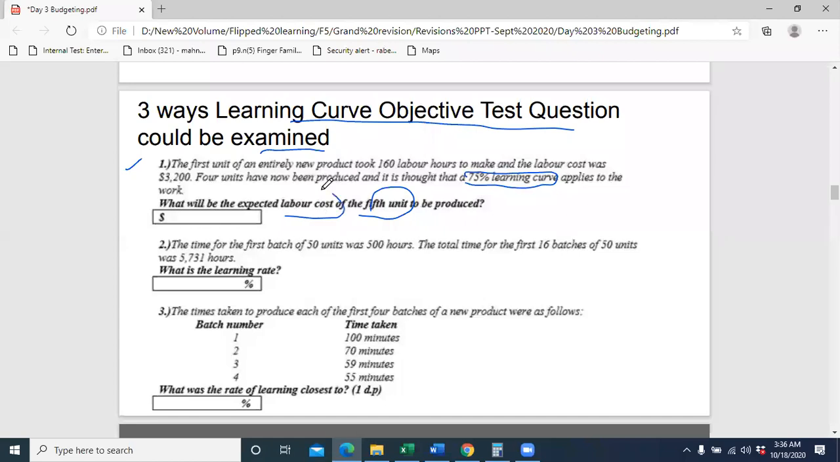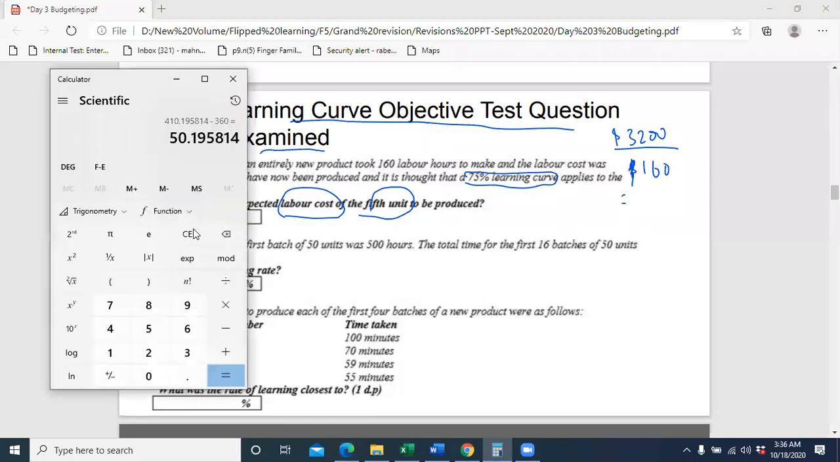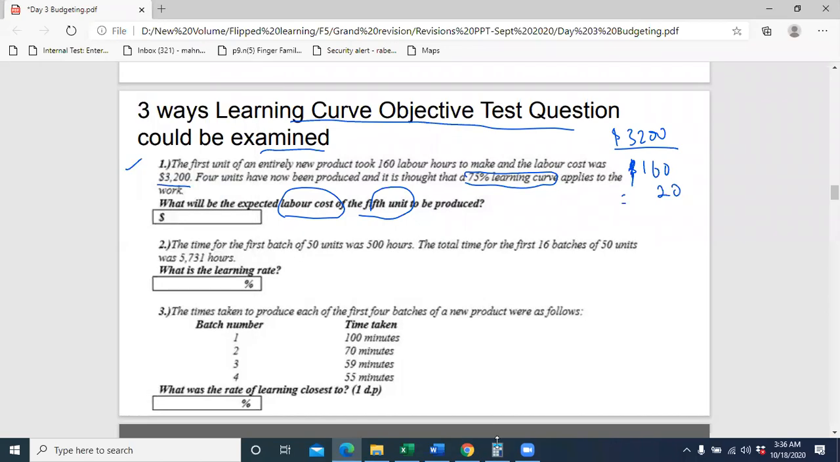Now we need to calculate the labor cost, not the time, for the 5th unit. What is the labor rate per hour? You actually have the cost for 160 labor hours. From here you can get the per hour rate: 3200 divided by 160, the per hour rate was 20. So now just multiply it by 20.